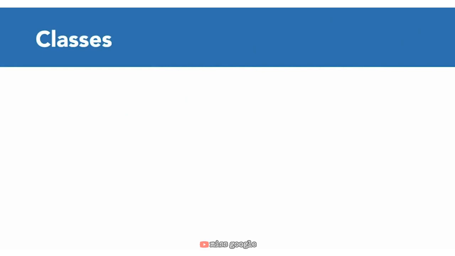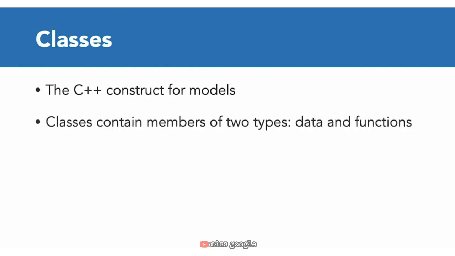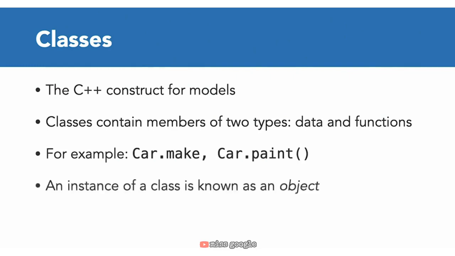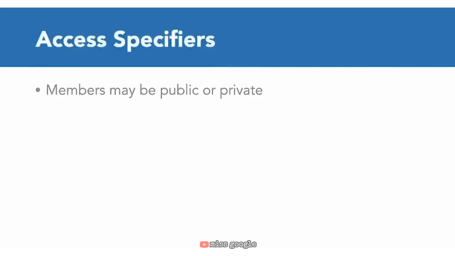Next, we have classes, which are the C++ construct for models. Classes contain members of two types, data and functions. For example, our car class may have a data member for the make or brand of the car, and a member function to change the paint color of the car. By the way, an instance of a class is known as an object. That is to say, if we have three variables of the car class, it is said that we have three car objects.